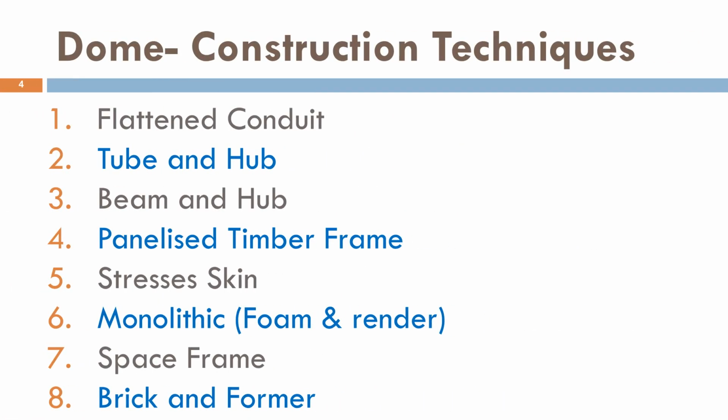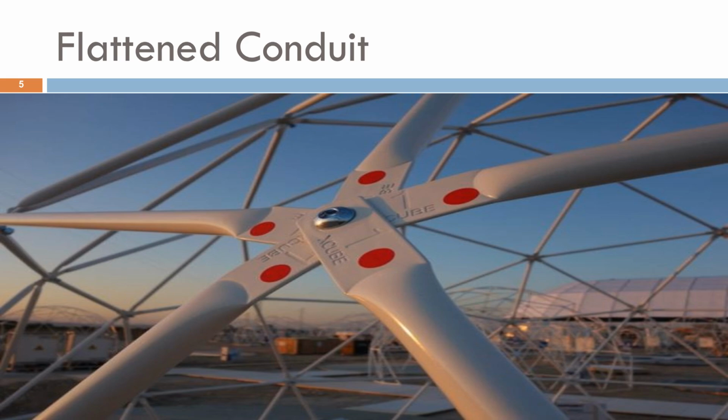Many construction methods are available for building domes. The presentation introduces flattened conduit, tube and hub, beam and hub, panelized timber frame, stress skin, monolithic foam and render, space frame, and brick and former techniques. Each method has its own construction procedure, cost, advantages, and limitations. Engineers select the appropriate technique depending on the size of the dome, available materials, budget, construction speed, and intended use of the building. The flattened conduit technique is one method for creating these large span structures.